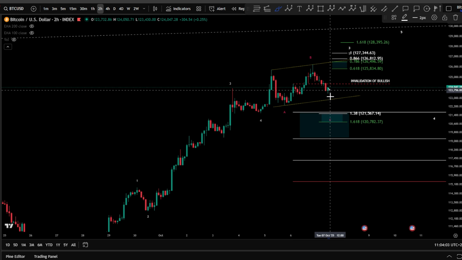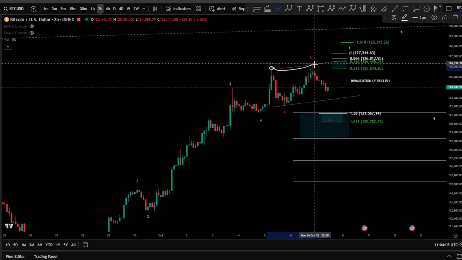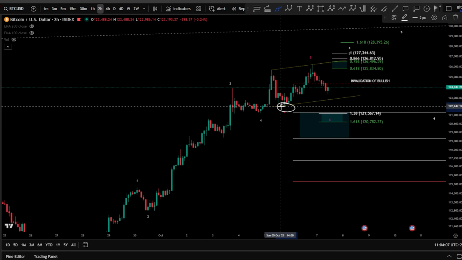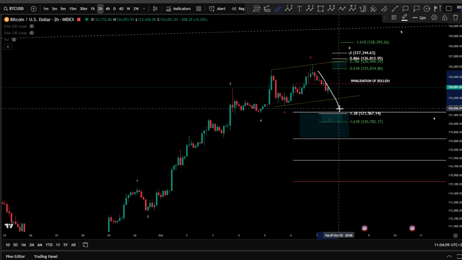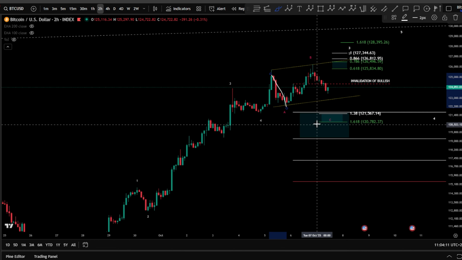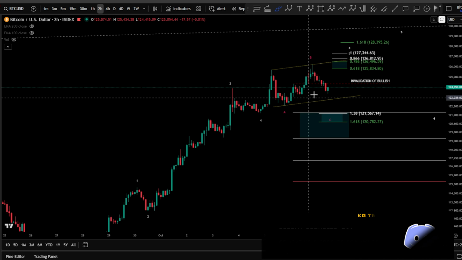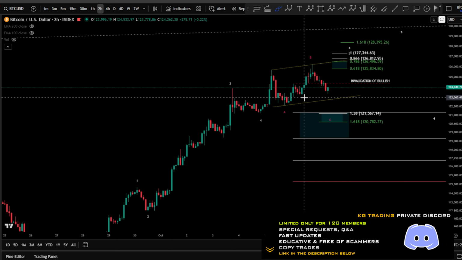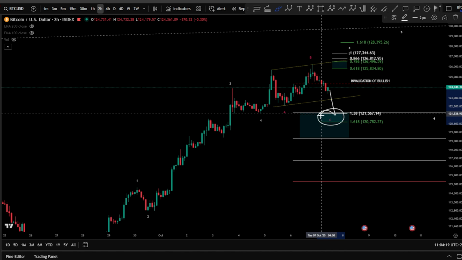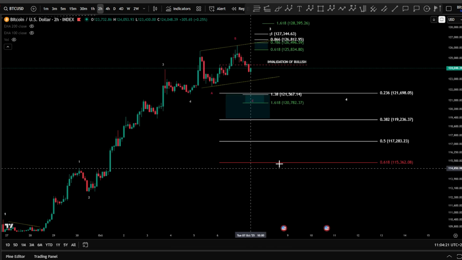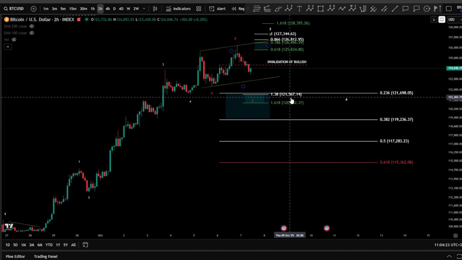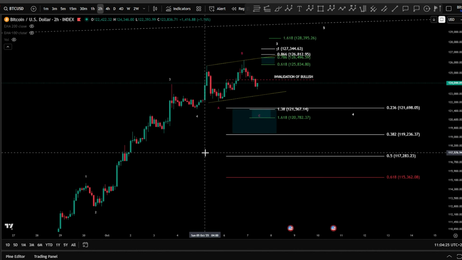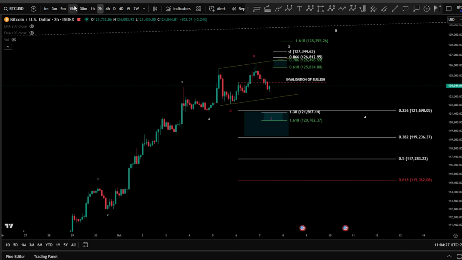Breaking this trend line from the highs, taken as parallel to this low, means that this wave 4 is longer than the wave 2. Once this happens, it's a broken rule for the diagonal, which is not allowed, meaning we're heading to the next blue box in confluence between 121K 500 and 120K 500.